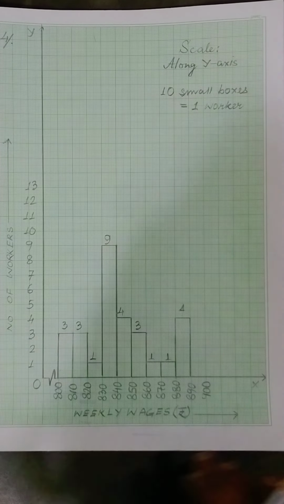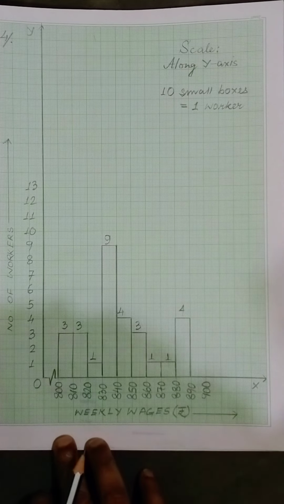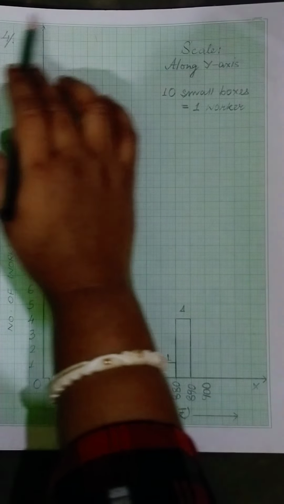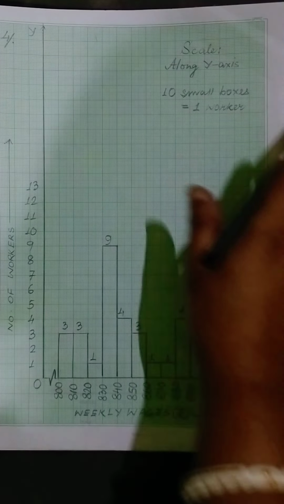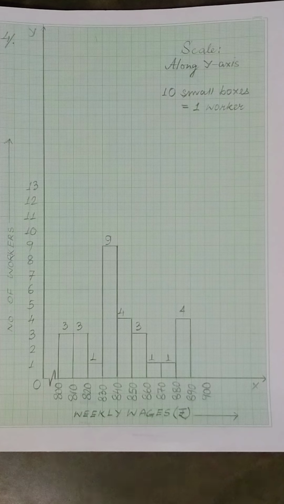Hope it is clear. So again I am telling, while drawing the graph, my dear students, don't go outside the margin. See, this is the margin of the graph. Nothing I have written outside the margin, and moreover, you have to write everything using your pencil. Clear? Okay. So in the last class we have done bar graph. In this class we have done histogram.